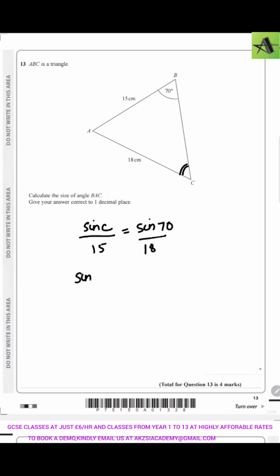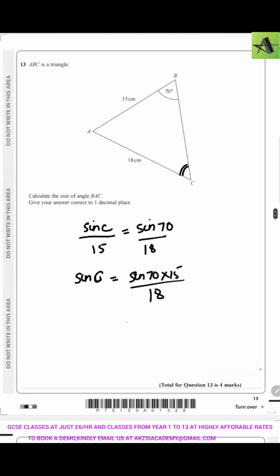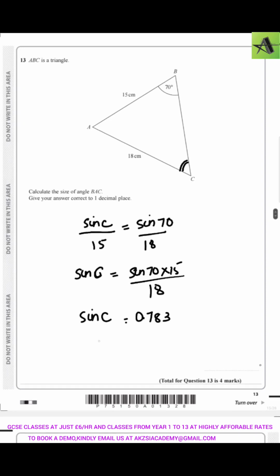From here, I can say sine of angle C is equal to sine of 70 times 15 over 18. I can solve it and it gives me 0.783. But we want to calculate C, not sine of C. Sine of C, I know, is 0.783. But then we have to calculate angle C. So angle C is sine inverse of 0.783, which is angle 51.5. So this value is 51.5, and now it's much easier to calculate the remaining one. Just add these two up and subtract from 180 and you'll get the answer.